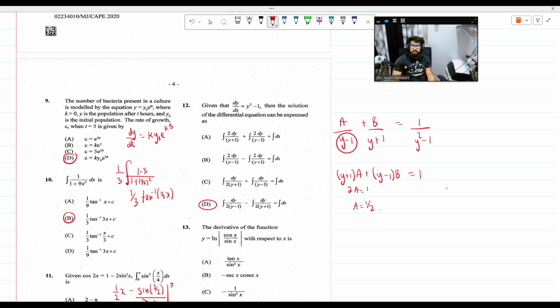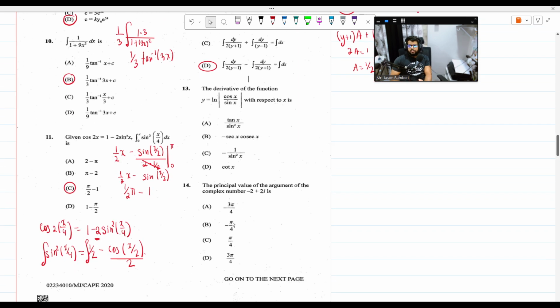If you want, you could continue to work out what B is just to make sure. Let me set y to be minus 1. I'm going to get minus 2B equal to 1, and B is minus 1/2. So we're going to get minus 1 over 2 into y plus 1, which is this here. So D is indeed the answer.